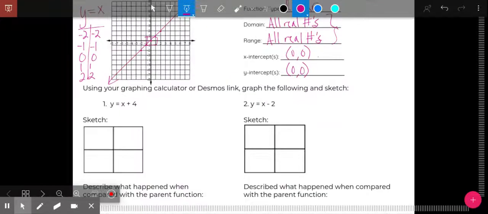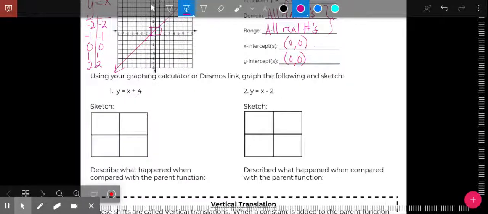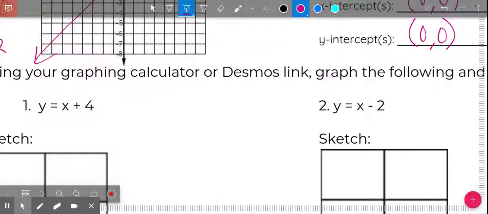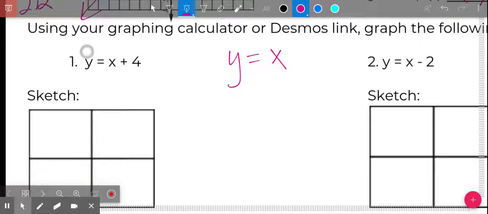Alrighty, so we're going to be doing some sketches and just talk about what is happening to our graph compared to the parent function. So we're going to be talking about transformations today. So we're going to talk about how does the parent function change. So we know that our parent function is y is equal to x. So if we look at our first one, the first graph we're going to look at is y is equal to x plus 4. Okay, so how does this go from this to this?